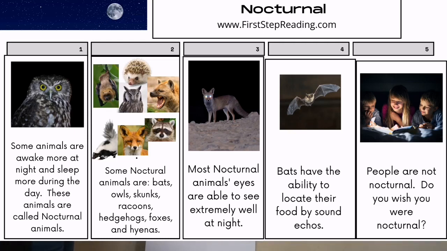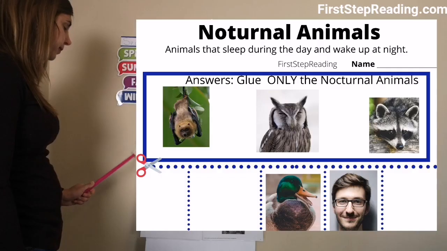Bats have the ability to locate their food by sound echoes. They use sound and have the sound echo off things so they can find the food that they need to eat. Bats. People are not nocturnal. Do you wish you were nocturnal? That is our nocturnal story.